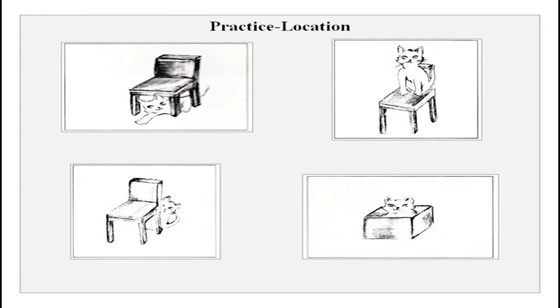Now, what you can do is, you can practice location of the cat over here. Where exactly is the cat? Is it under the table? Over here, you can see under the chair, inside the box, behind the chair and on top of the chair. So, let us see what it is in Japanese. Neko wa isu no shita ni imasu.